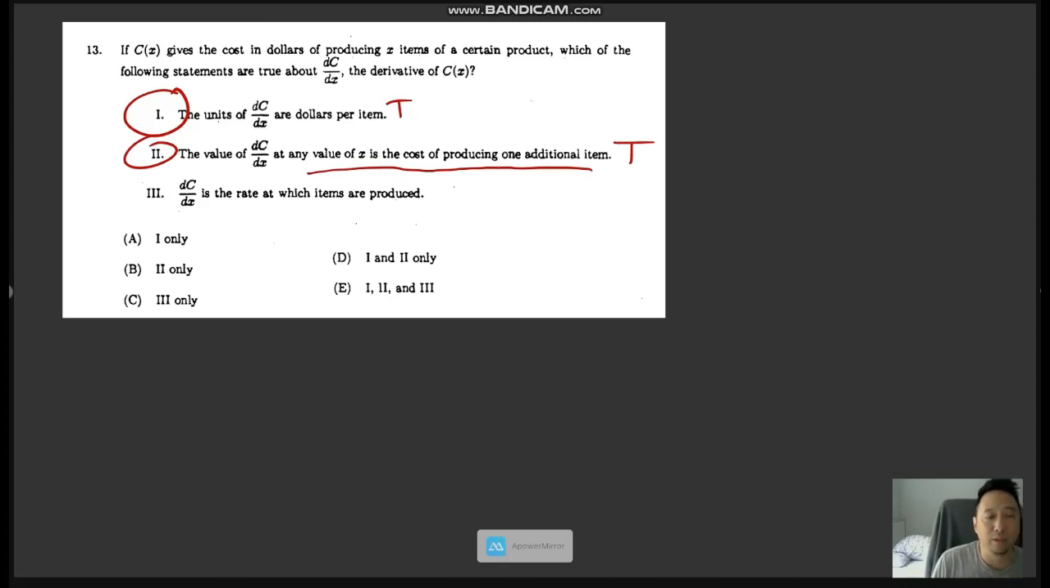And number 3, dC dx is the rate at which the items are produced. The rate sounds like it should be over dt, not dx, right? We've already established that dC over dx is the change in cost with respect to the items, not the time. So we can't use rate in this case, so this one's going to be false. Therefore the answer is 1 and 2, which is choice D.